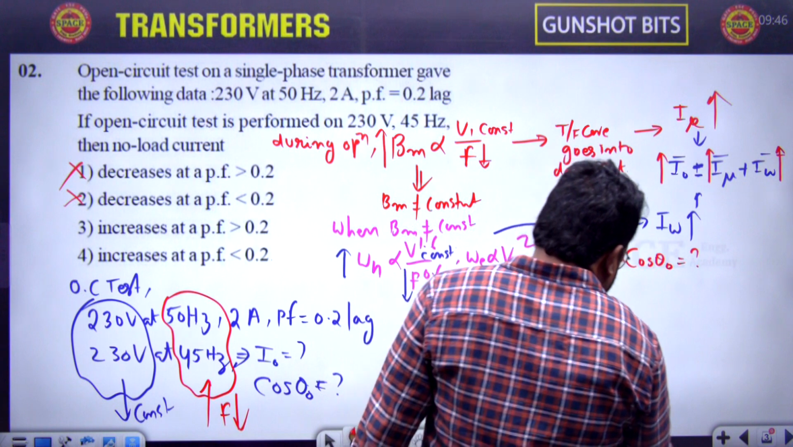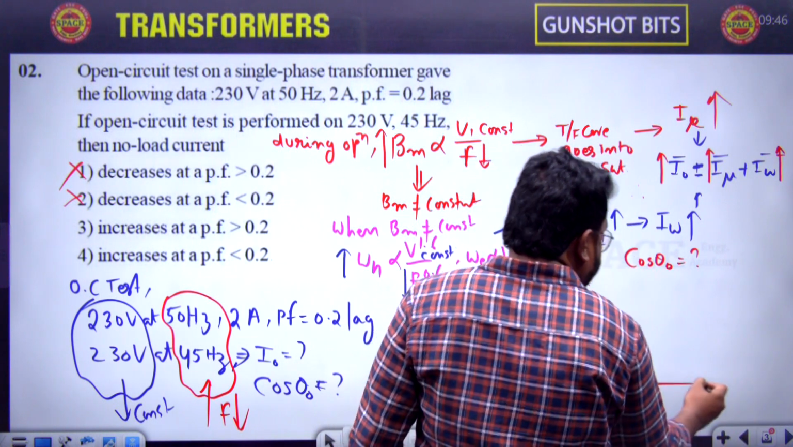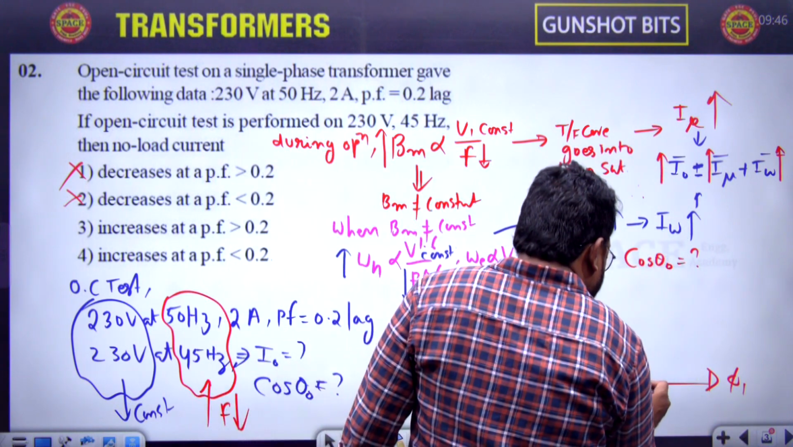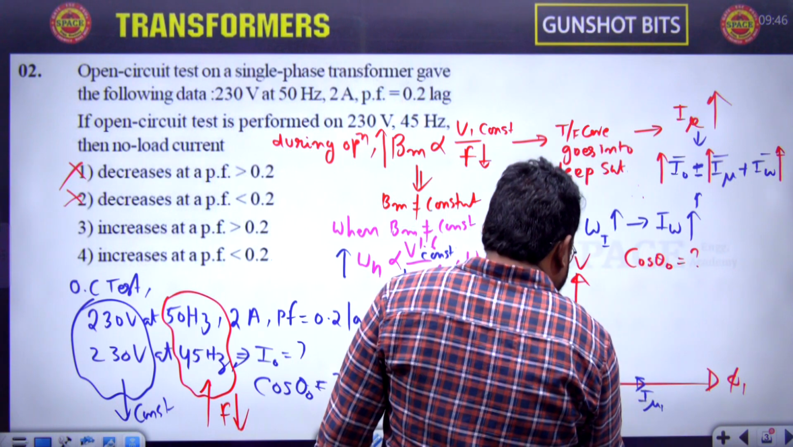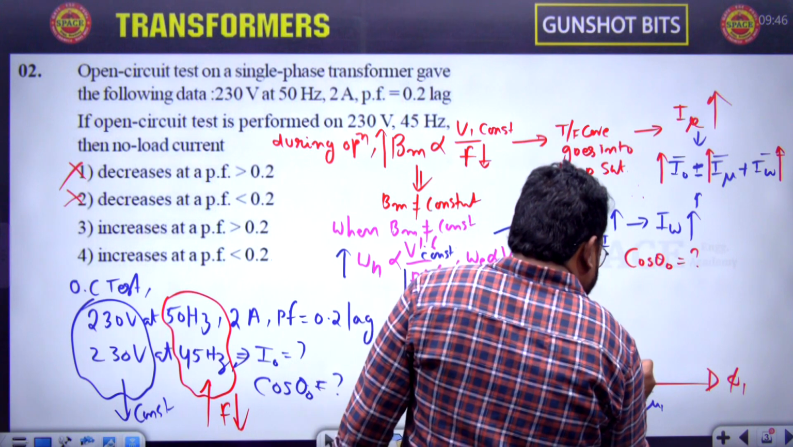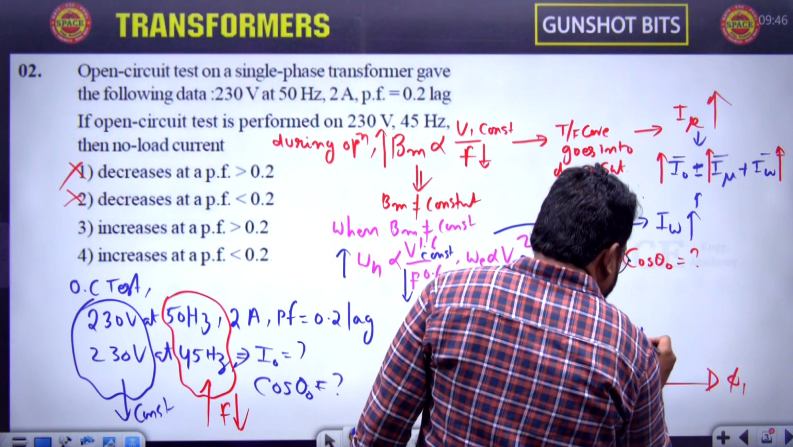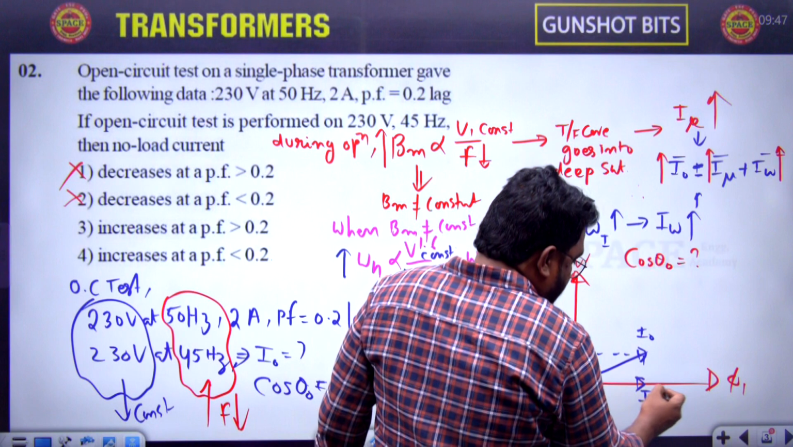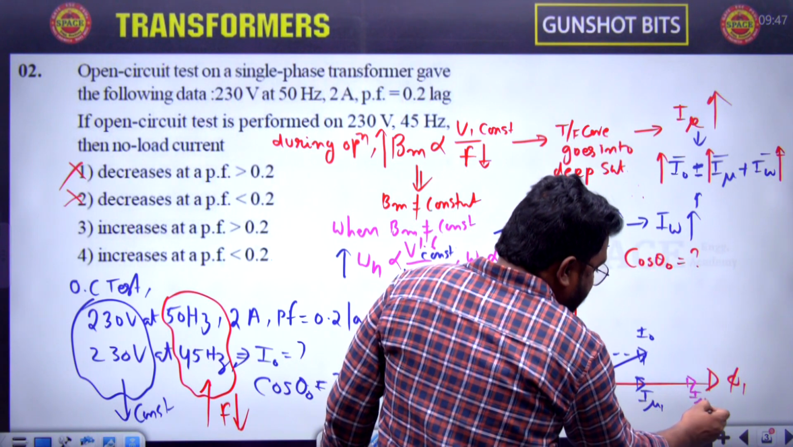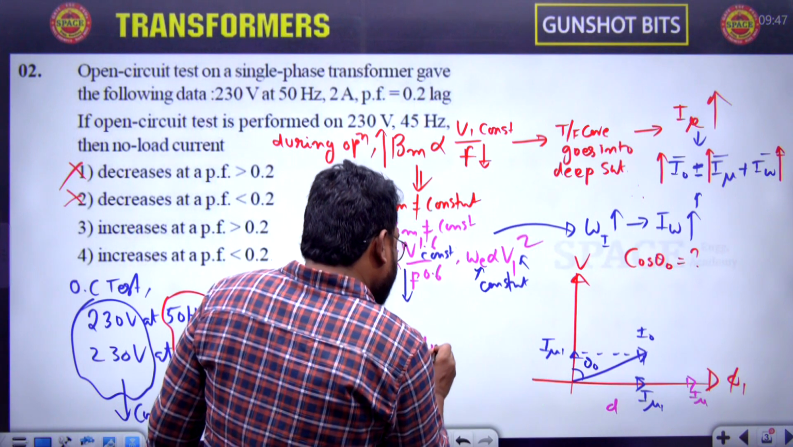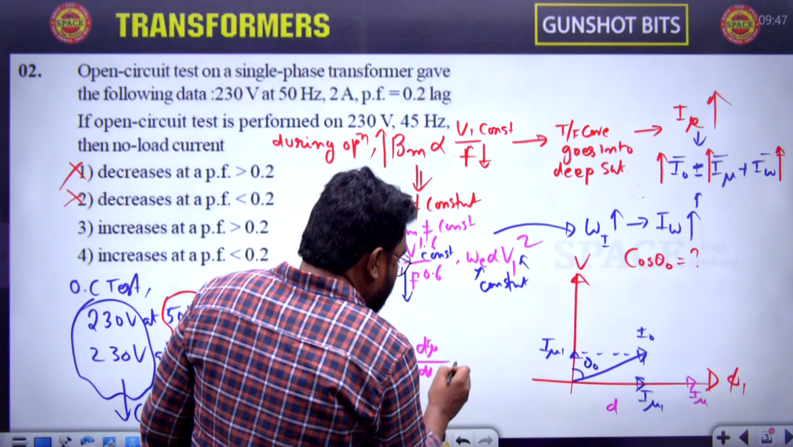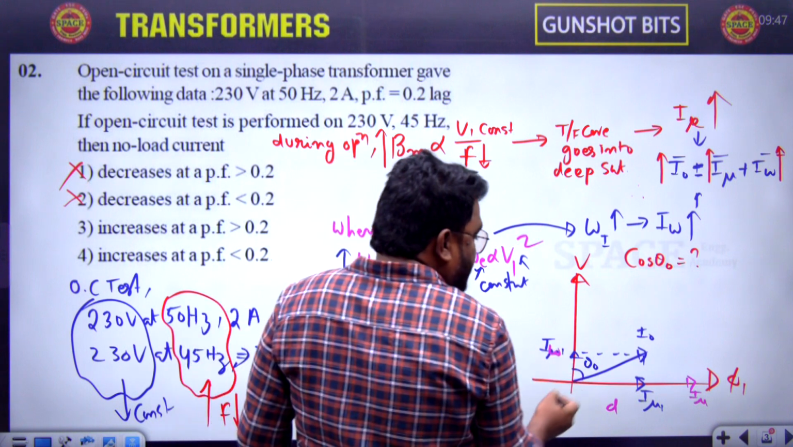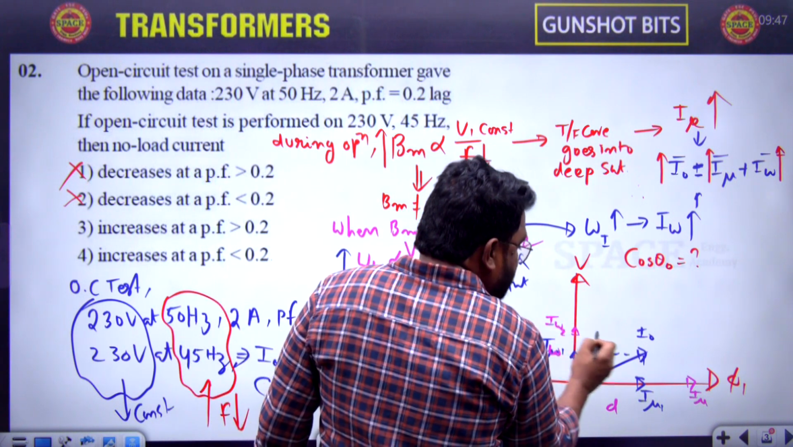For this we need to draw the vector diagram. This is the applied voltage. Let us assume this is phi 1, the primary flux of the transformer. Initially this is the magnetizing current I mu 1 and this is the iron loss component of the current. The vector sum of these two gives the no load current I naught, and this angle is theta naught. But the magnetizing current is increasing, and its rate of rise is more as compared to the rate of rise of the iron loss component of the current. This one increases very little, while that one increases more.